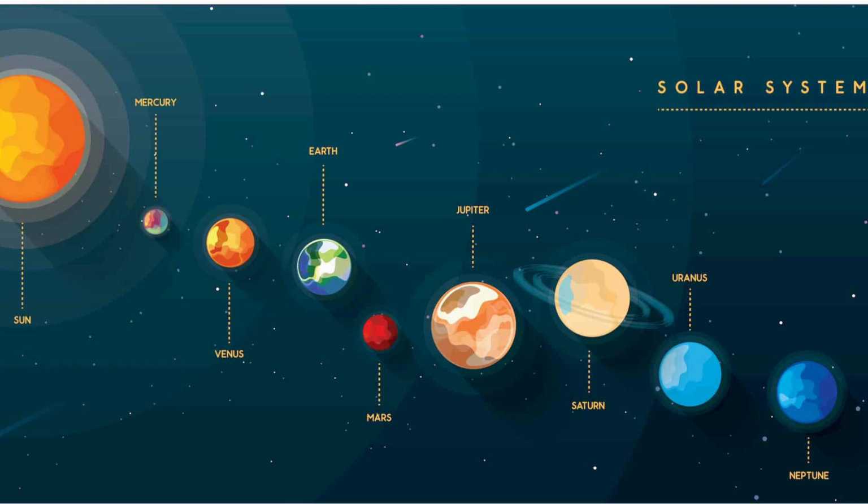In the solar system, if you see the order from the sun, we have a total of 8 planets: Mercury, Venus, Earth, Mars, Jupiter, Saturn, Uranus and Neptune. Now one by one we will quickly understand all the important facts about them.